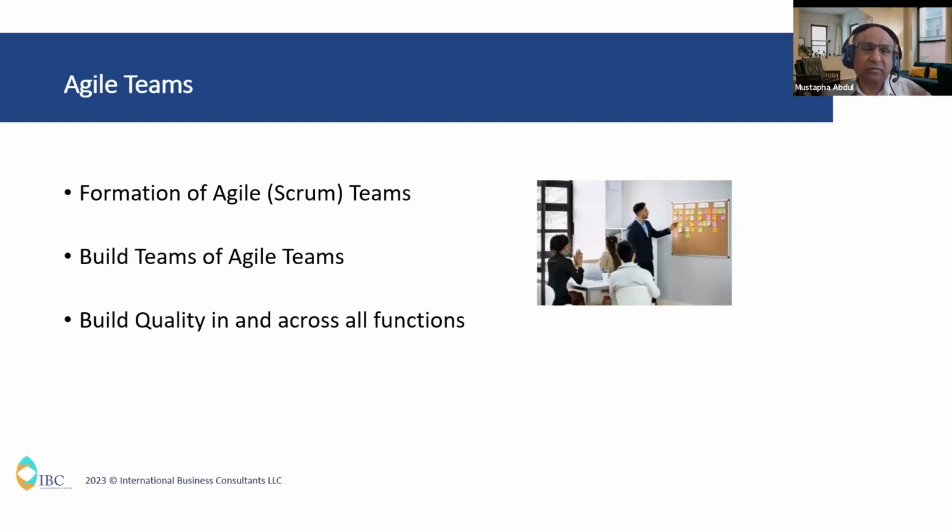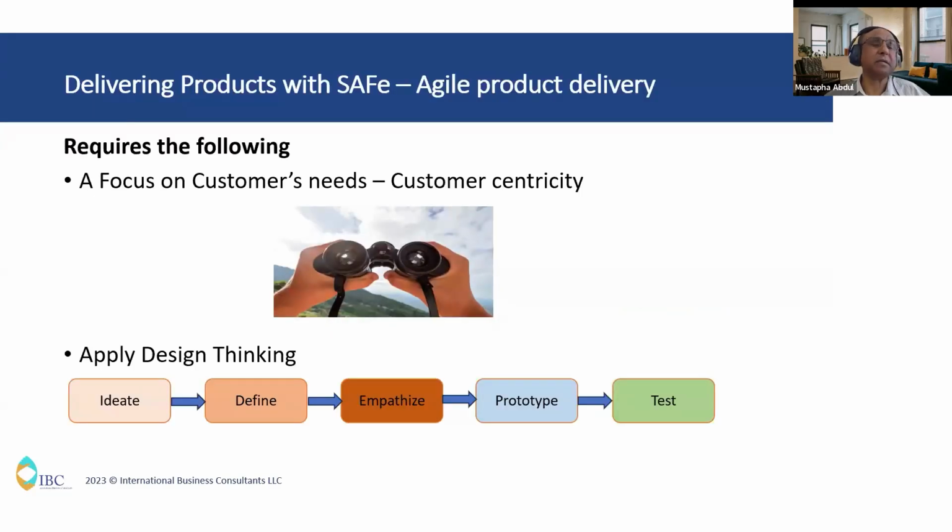So that sort of covers the basics of agile teams, and the next one will be agile product delivery. This one we will talk a little bit more about. We talk about customer centricity as one of the aspects of agile product delivery. And what is customer centricity? It's an emphasis on delivering value to the customer by understanding the customer, by focusing on the customer.